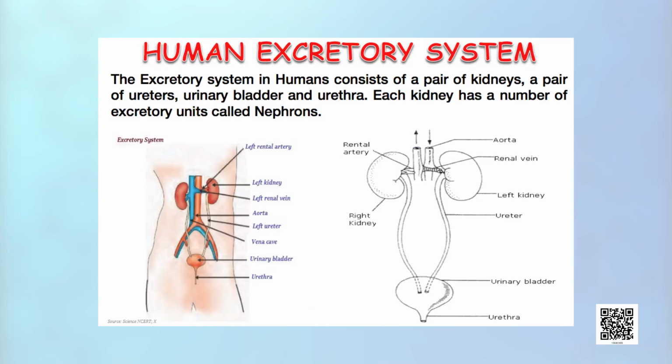The excretory system in humans consists of a pair of kidneys, a pair of ureters, urinary bladder and urethra. Kidneys are reddish-brown, bean-shaped structures that are located in the abdomen, one on either side of the backbone. Each human adult kidney has a length of 10 to 12 centimeter, a width of 5 to 7 centimeter and weighs around 120 to 170 gram.